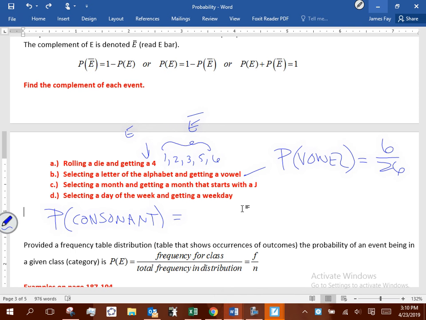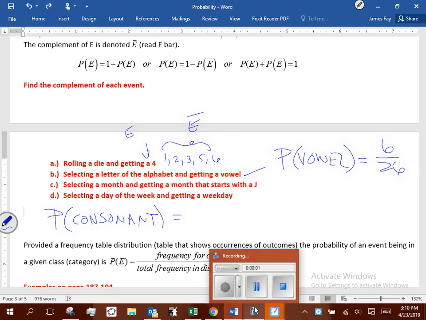Okay. So those are the complement ideas, and that's going to be important for us as we move on through some of these questions that we'll see later in the week. Some of them you have to use the complement idea to find your probabilities.